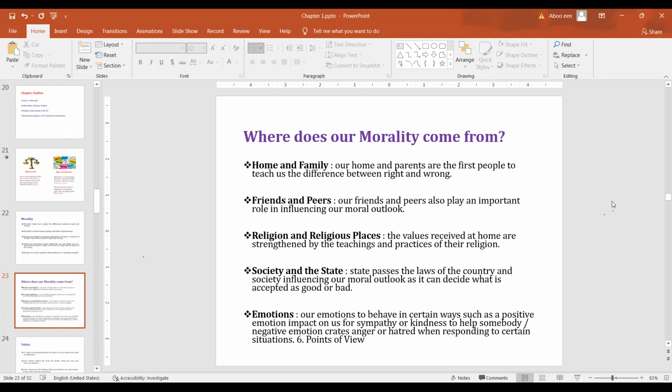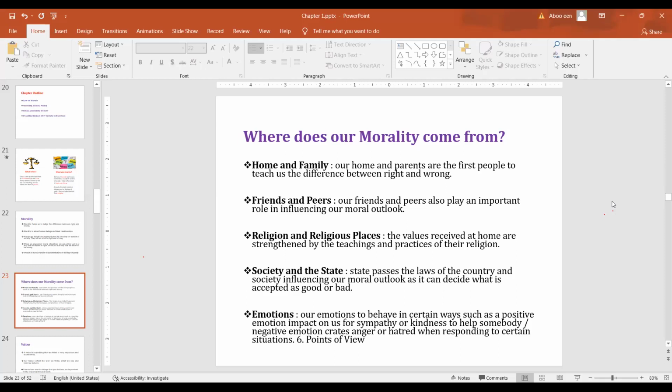Basically, we get beliefs and values from our home surroundings, the family setup inside our home. Our home and parents are the first people to teach us the difference between right and wrong things. From the home environment, parents, elders, brothers and sisters guide us on what are right things and what are wrong things. So home and family is the first place in which people get the knowledge, awareness and understanding about good and bad things.